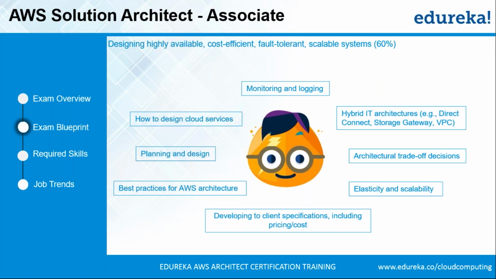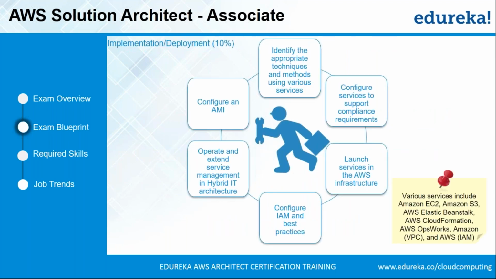The next domain is implementation and deployment. So you'll be asked questions on configuring an AMI, operating and extending service management, configuring IAM, and launching services in AWS infrastructure. So implementation is, like I said, launching services. You should be able to launch services in AWS. So your questions will be around how you can launch services, or which parts of your setting up the instance will comprise the VPC, the storage part, everything else, right? So this will include launching services in the AWS infrastructure.